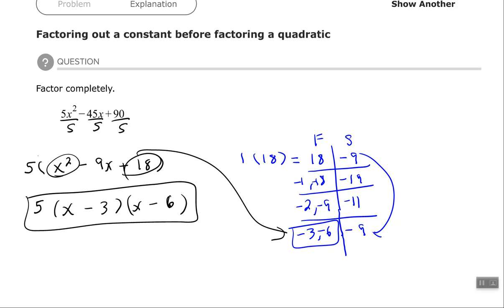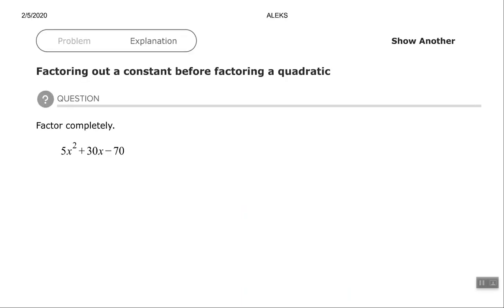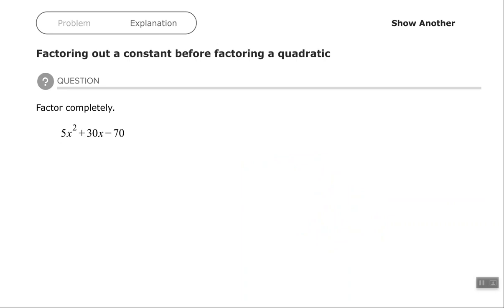Alrighty, let's try one more. And this one you may want to pause it and try it out for yourself. Alright, so let's go through this. GCF, 5x squared, 30, 70. We know we have greatest common factor of 5. So x squared plus 6x plus 14.